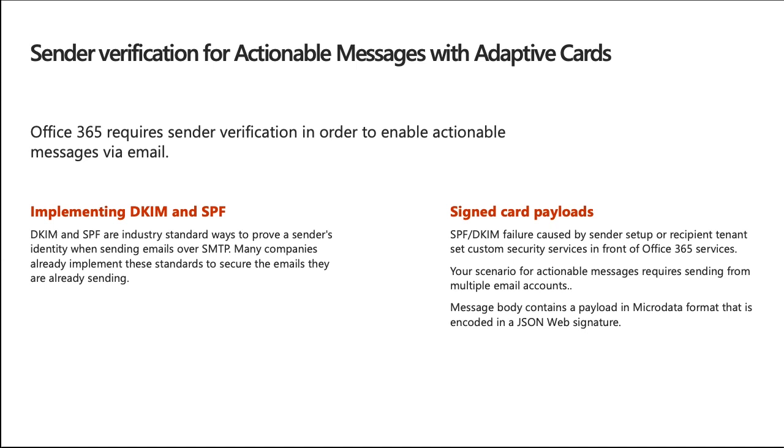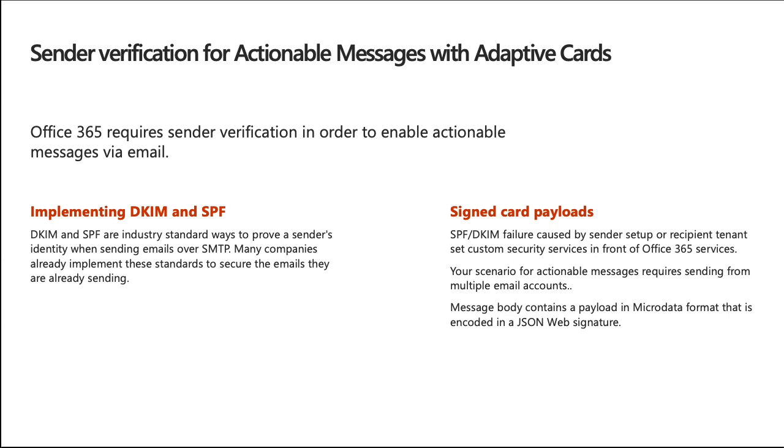If you are using actionable email, you'll need to enable sender verification. This does not apply to connector messages. This only applies to an actual email message. Your service must be registered with Microsoft, and the action URL must support HTTPS. The sender verification part is a little bit different. Office 365 requires sender verification in order to enable actionable messages via email.